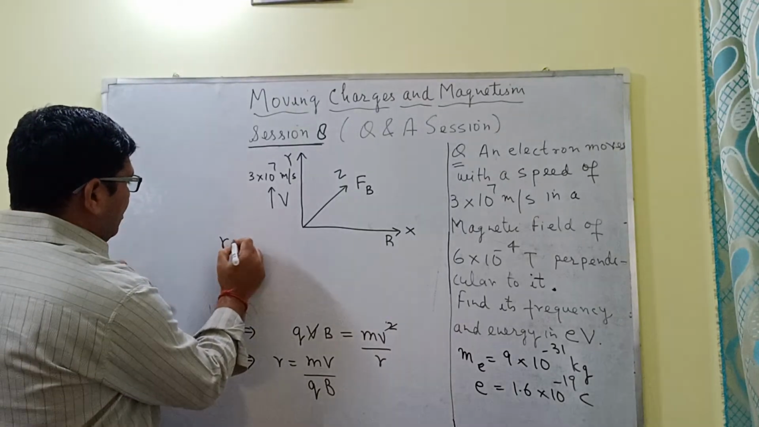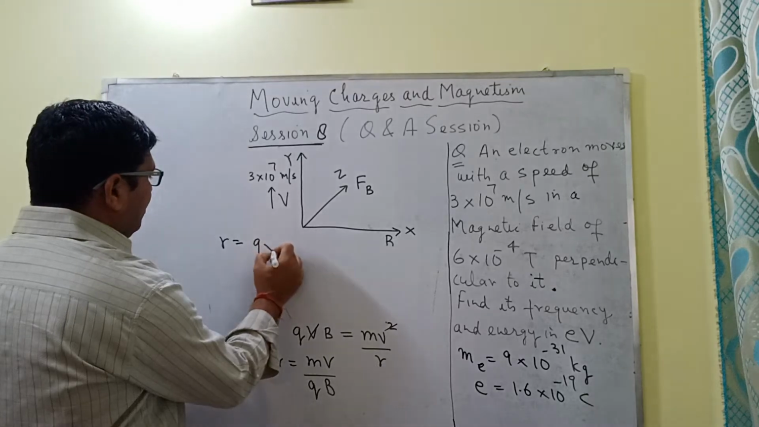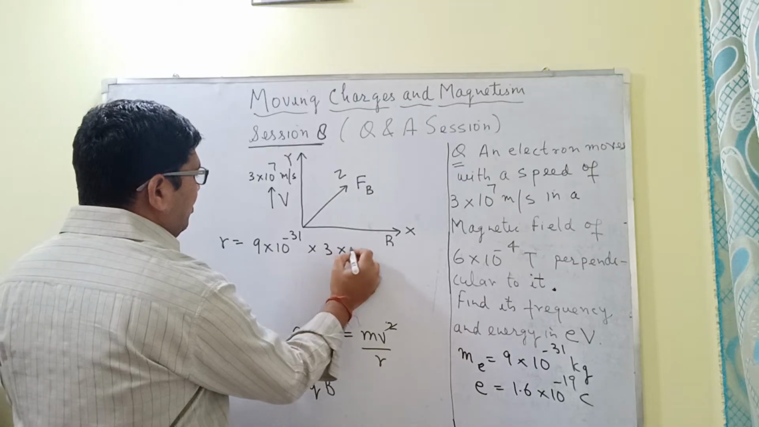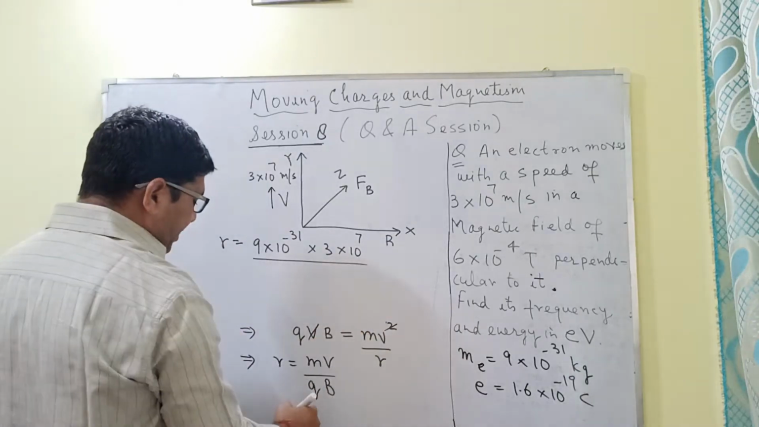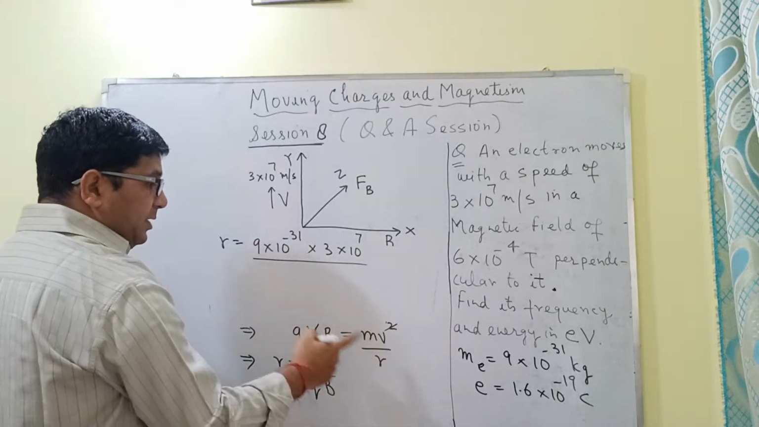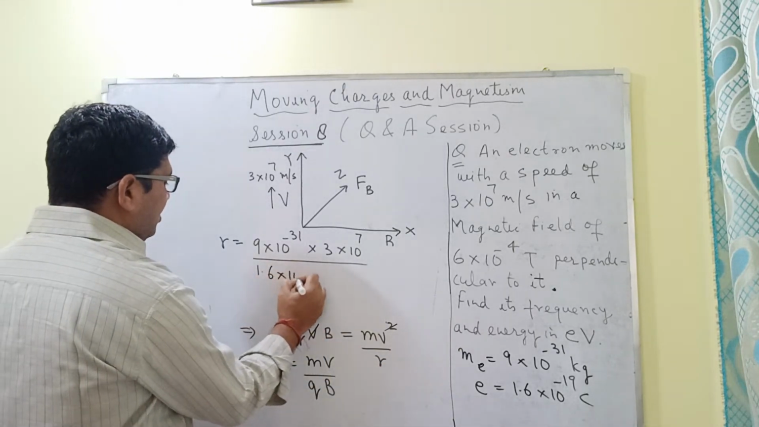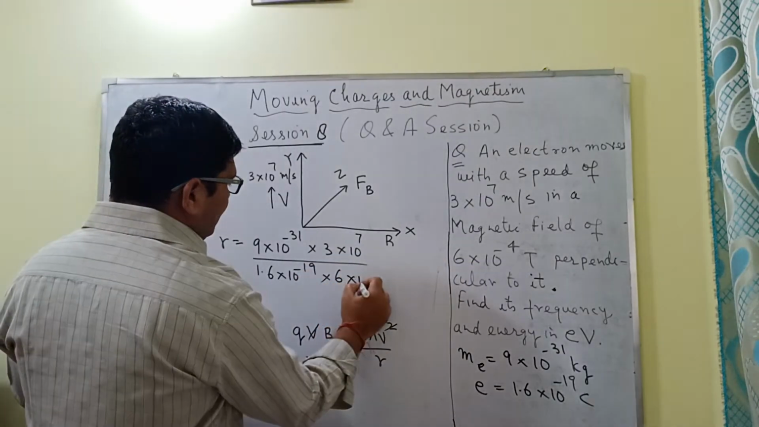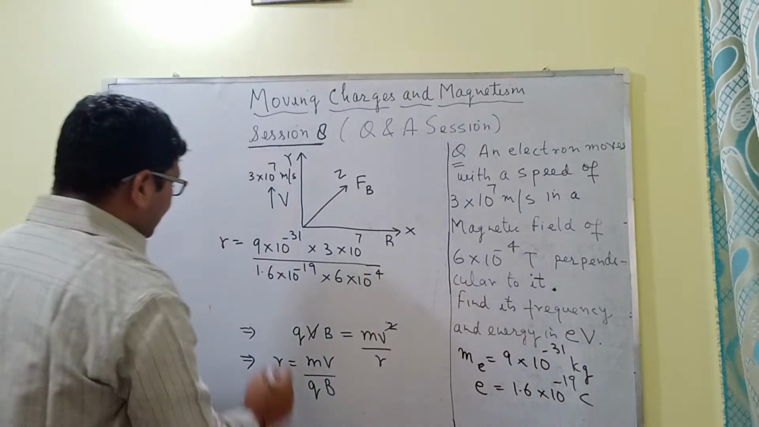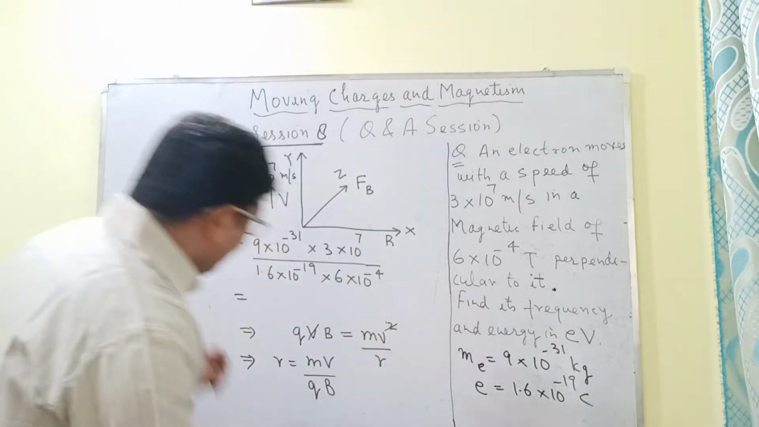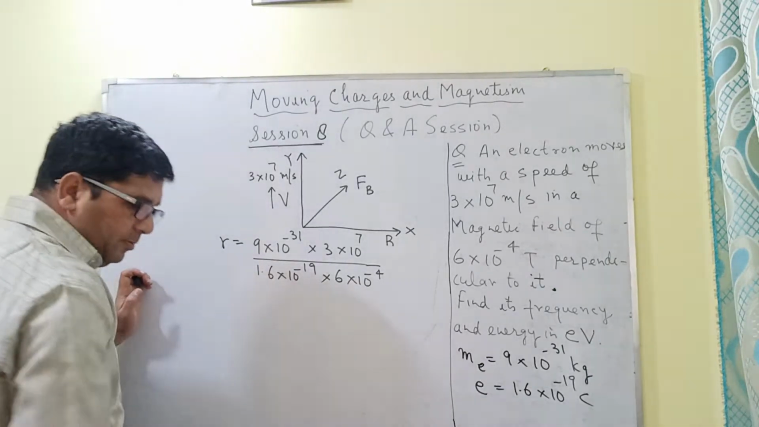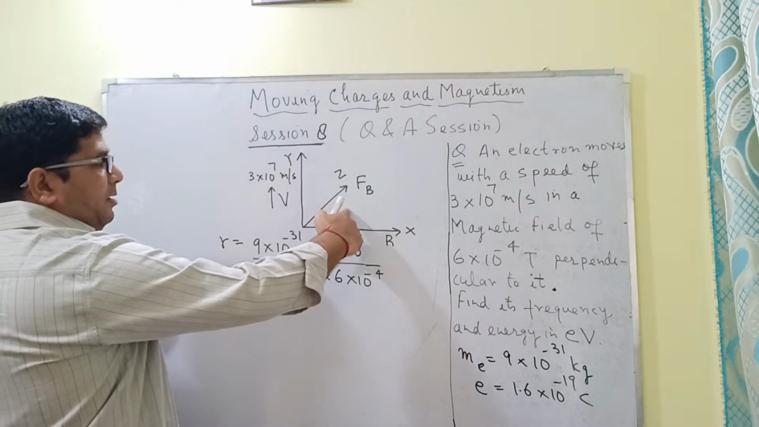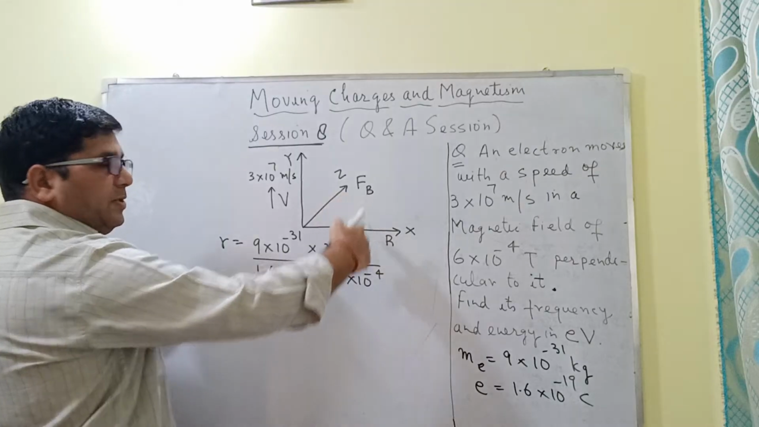So r will be equal to, now the mass of the electron is given as 9 into 10 to the power minus 31 kg, v is equal to 3 into 10 to the power 7 meter per second, divided by q, the value of the charge on this electron, which is equal to 1.6 into 10 to the power minus 19 coulomb, into B, the intensity of the magnetic field, which is equal to 6 into 10 to the power minus 4 Tesla. So this is the value of the radius of the circular path which the electron will follow under the influence of this magnetic field.